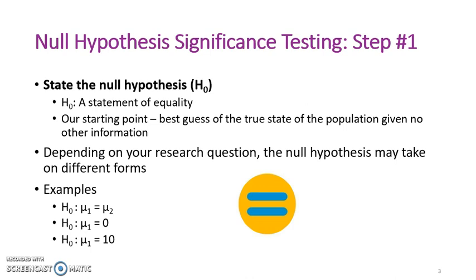The third example of the null is that a population mean is said to be equal to a particular number, for example, 10. That's a null hypothesis too. It's a statement of equality. These are different types of null hypotheses that would require different types of tests.